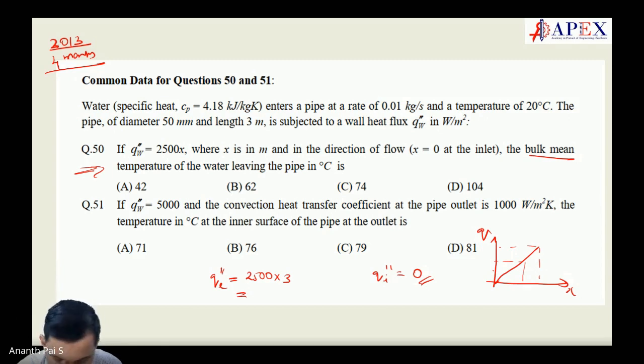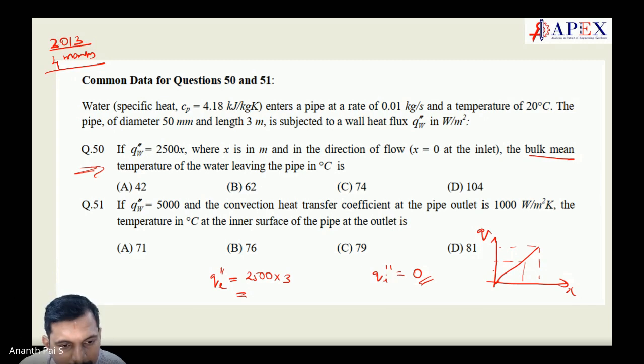I don't know what method you use. Why are you integrating dT by dx? Then I took Q dot W as variable. 200. You got 62? Yeah, that's a much better way.